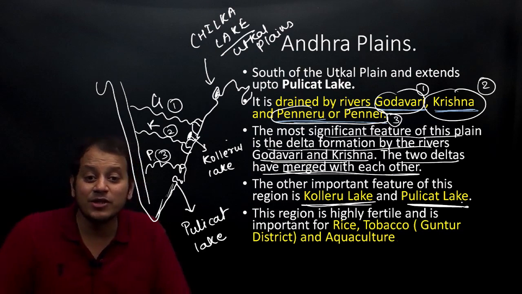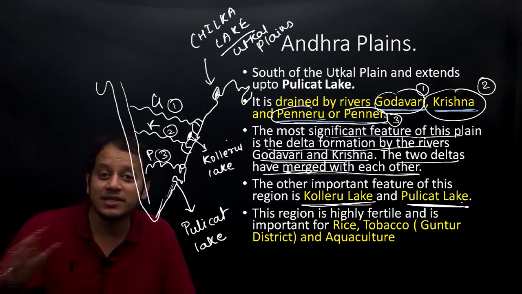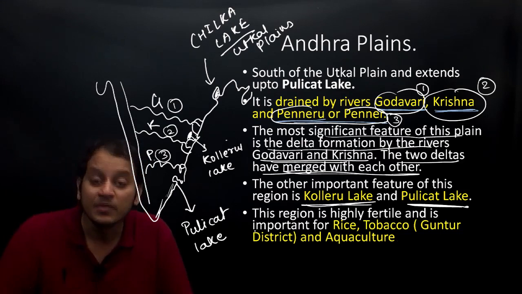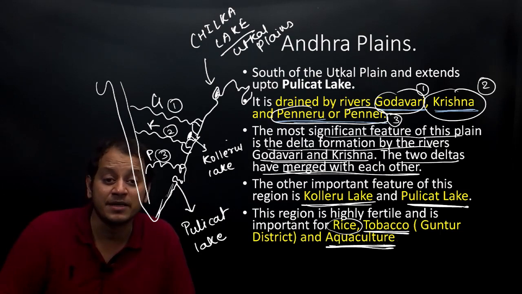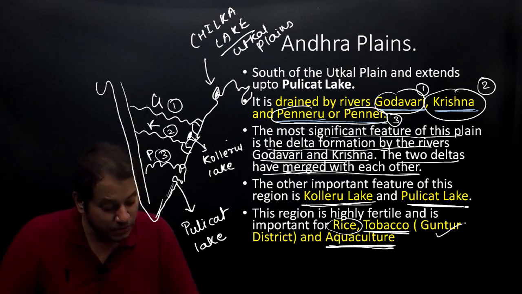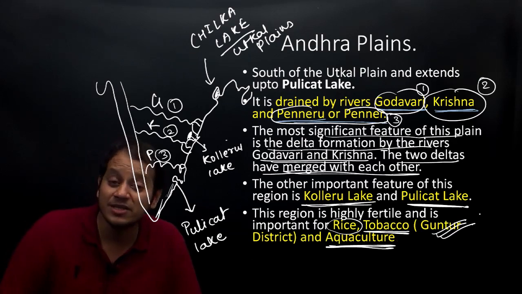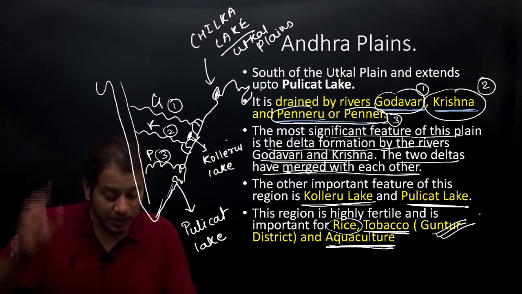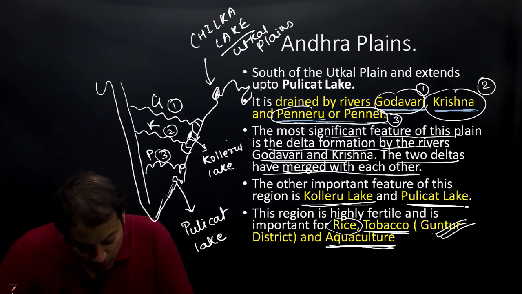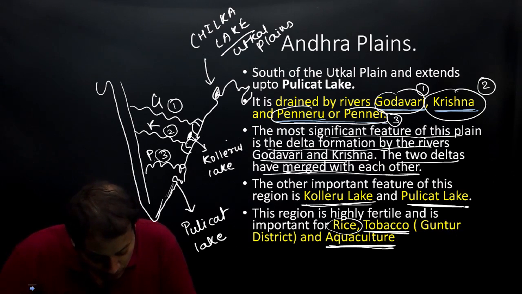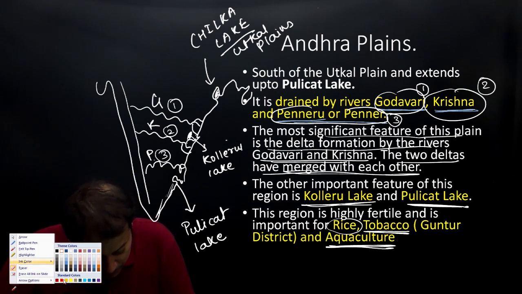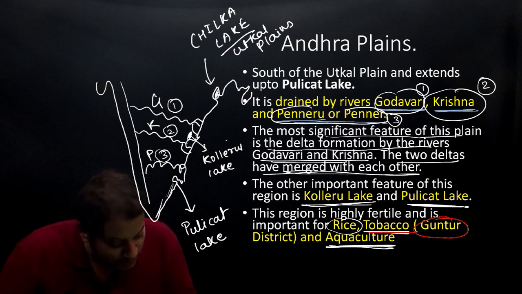What is the economic importance of these plains? We have known that the delta region is highly fertile, and because this lies in the delta region, this region is highly fertile. The important crops are rice and tobacco, and aquaculture is highly practiced. If you say tobacco, remember that in India the Guntur district of Andhra Pradesh is famous for tobacco. It is one of the largest producers of tobacco in India. So tobacco means Guntur district.